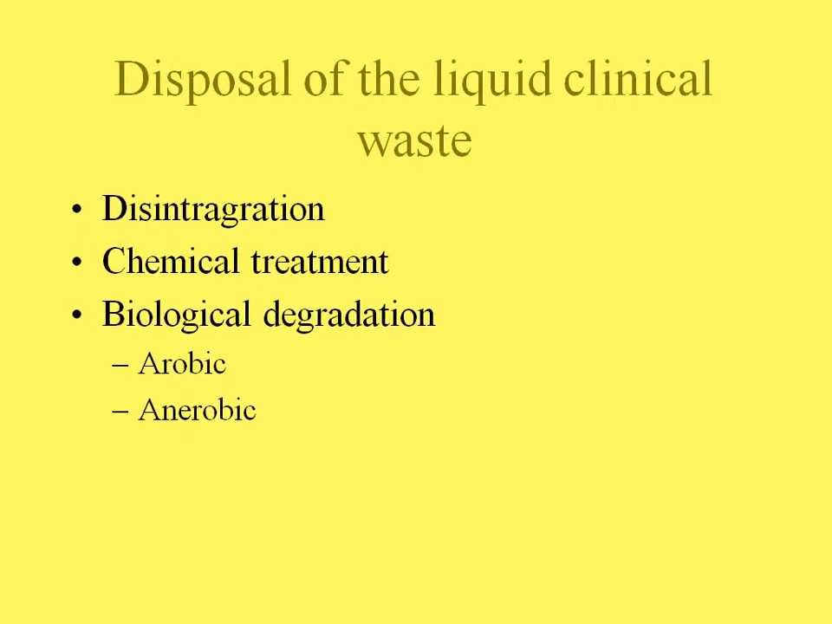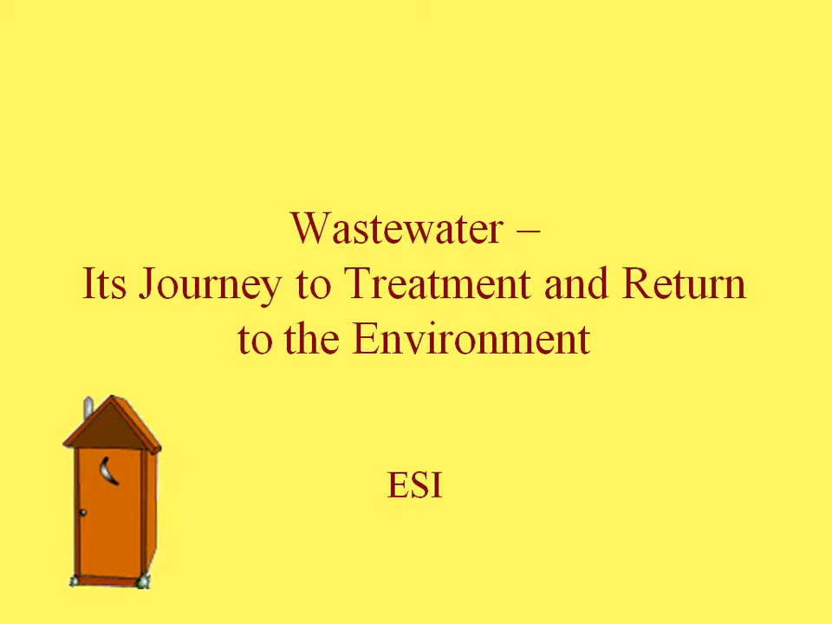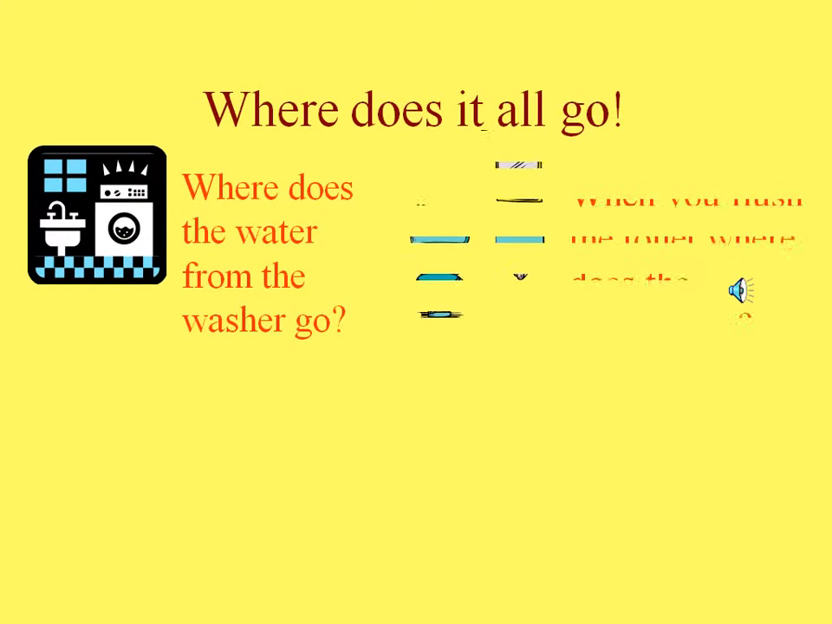First we disintegrate, then put some chemicals. Right? It can go either way, but first one is disintegrate. Then biological degradation can be aerobic, with bacteria which use oxygen, or anaerobic. So these are the three main activities happening.